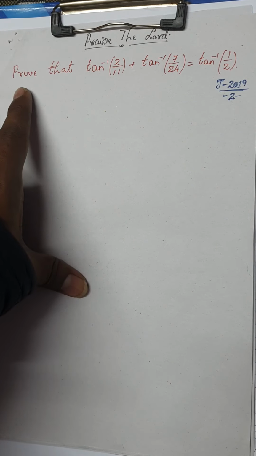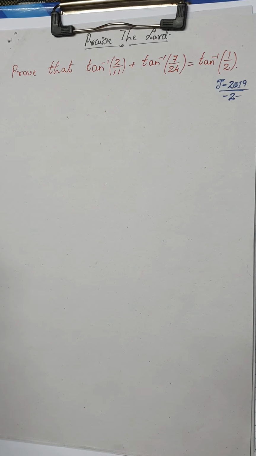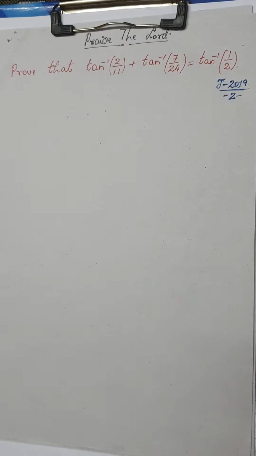Now let us see this question. Prove that tan inverse of 2 by 11 plus tan inverse of 7 by 24 is equal to tan inverse of 1 by 2. This question has been asked in July 2019 for 2 marks. We're going to solve it using the properties of inverse trigonometric functions. Are you ready? Okay.